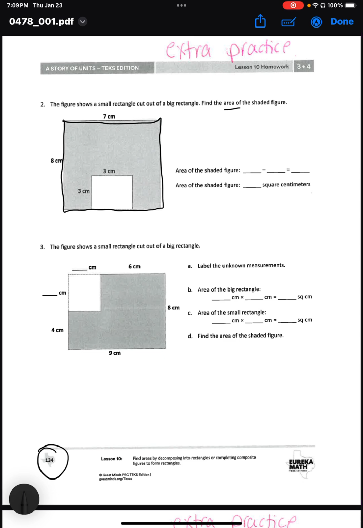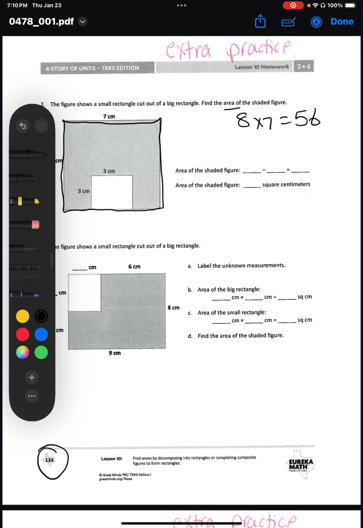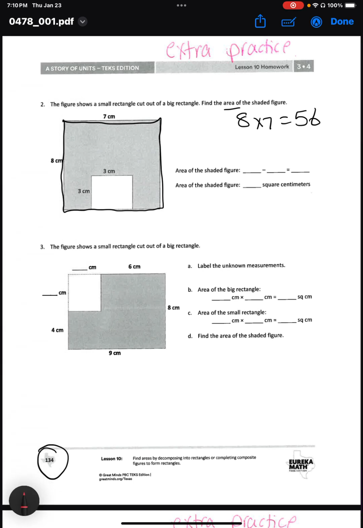To find area, we can multiply one side by one top, or length times width. 8 times 7 is 56. From that, we need to subtract or take away this portion of the area, because it wants to know the area of the shaded figure. It just wants the shaded section.